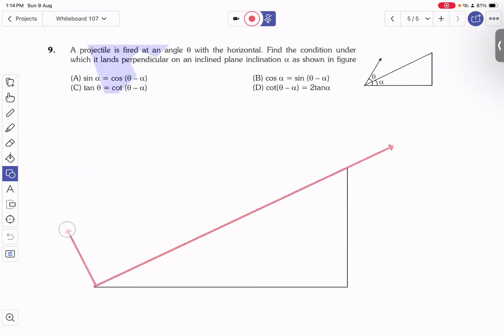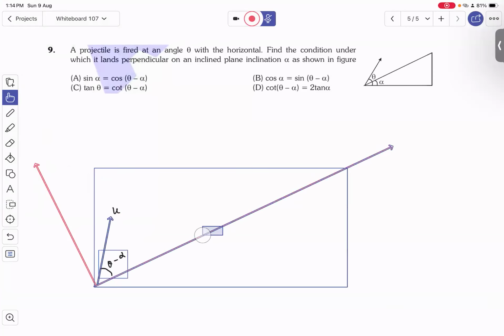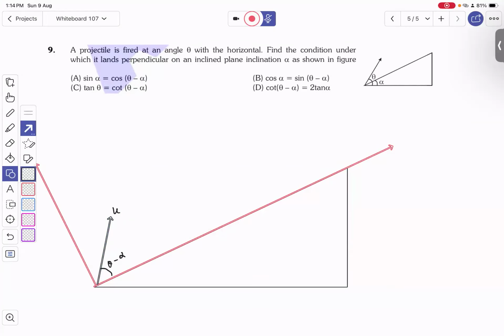This way is our positive x, this way I took positive y. Thrown with a speed u, what is the angle it has from the inclined plane? That will be theta minus alpha. And the g components are going to be the same, the only difference is our x direction: instead of down the inclined plane, it is up the inclined plane. So g sine alpha acts down the inclined plane, and g cos alpha acts in this way.